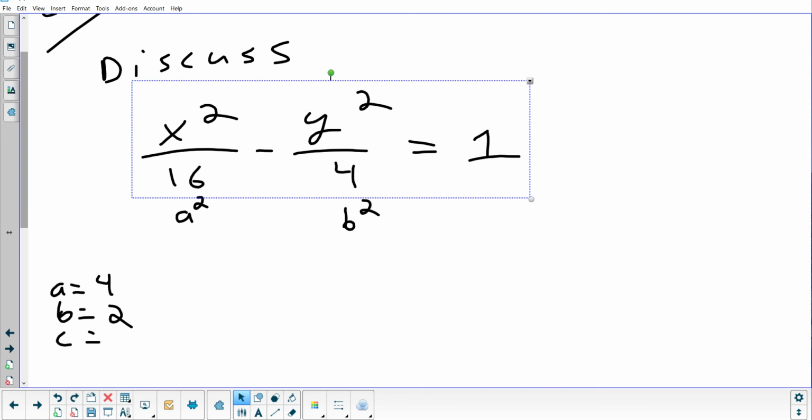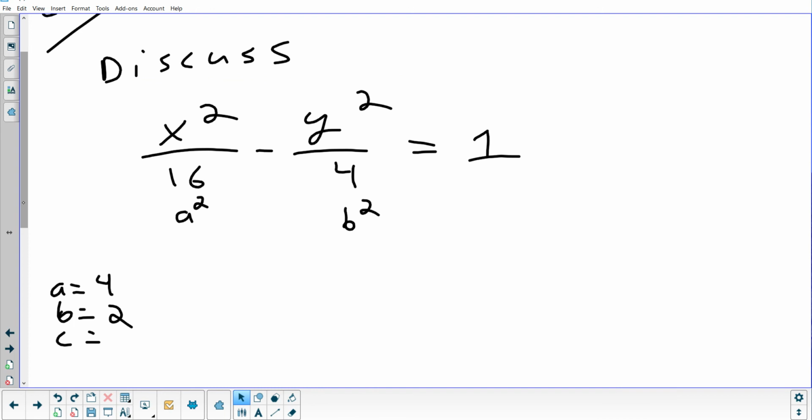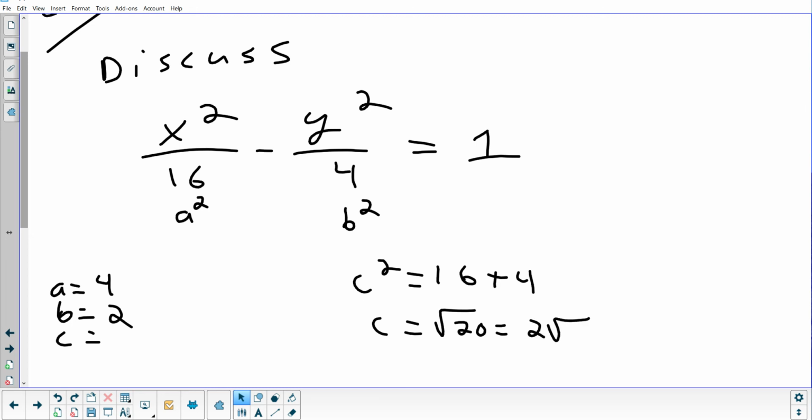Now, why do we even need C? If we're going to discuss this, part of describing it is putting the foci. So we need C. C squared equals, what goes on the other side? A squared plus B squared. So what is C? 2 square root 5. Okay.